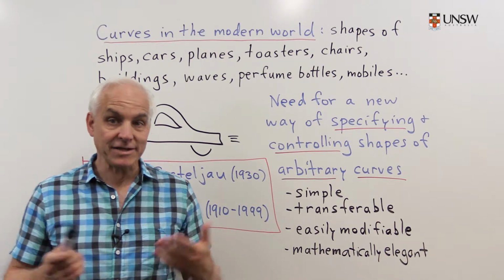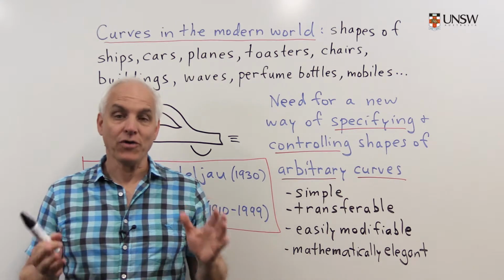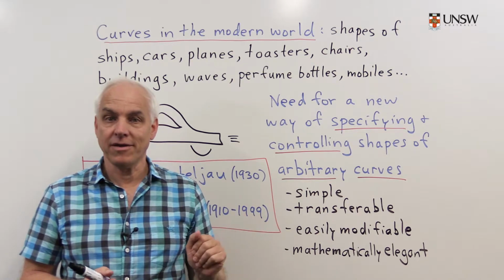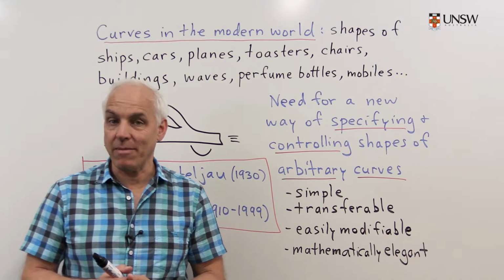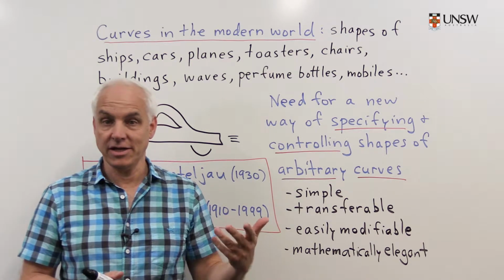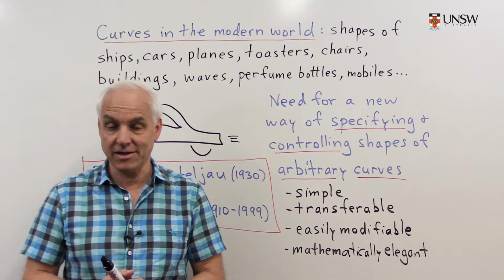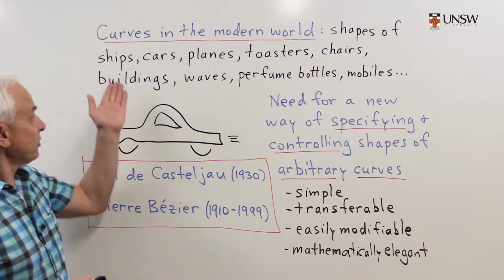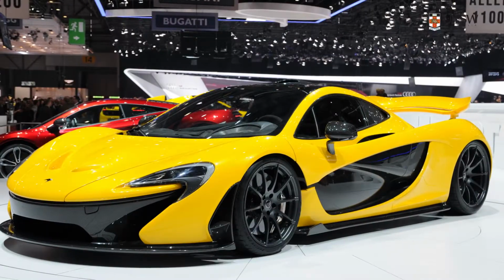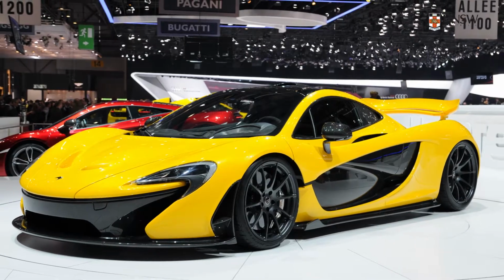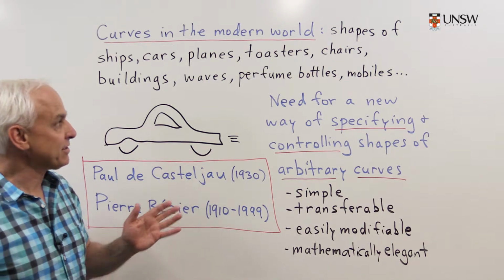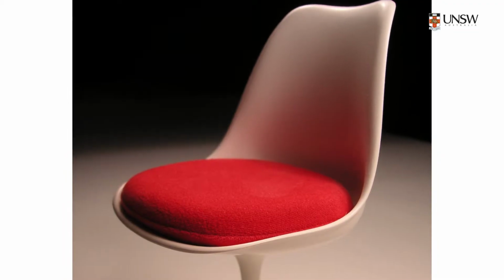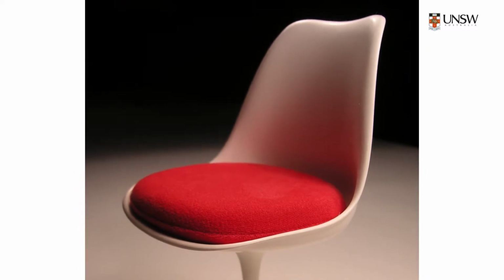In our modern, highly technological industrial world, curves come in many different shapes and sizes. And we're going far beyond the rich but somewhat limited family of classical curves that were studied in ancient history up to the 18th and 19th centuries. So we have curves appearing in many different ways in the modern world in terms of designs of ships, cars, planes, trains, in terms of simple household appliances like toasters, design like chairs or buildings, waves, perfume bottles, mobile phones.